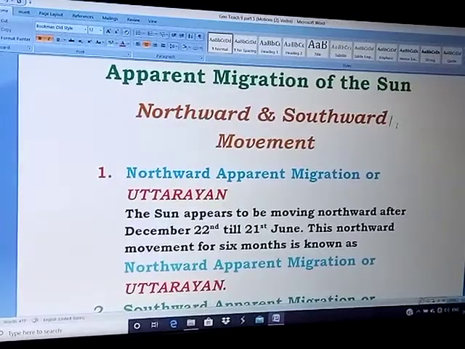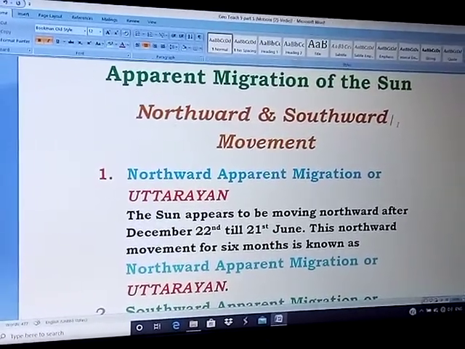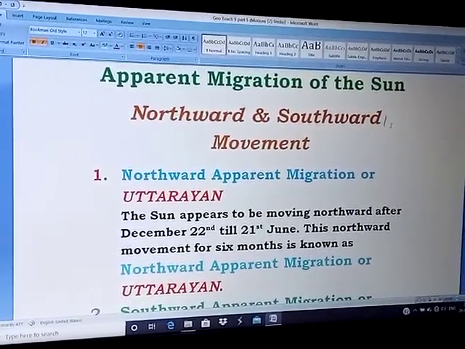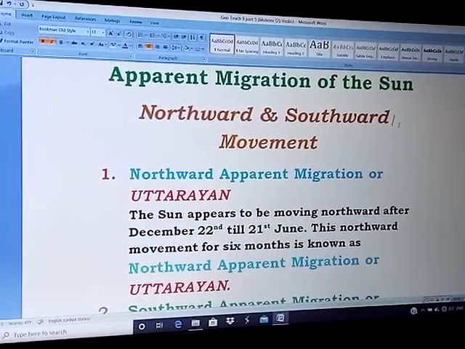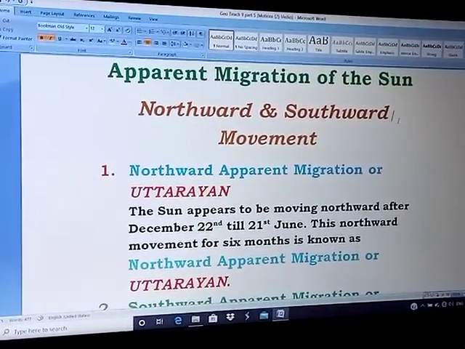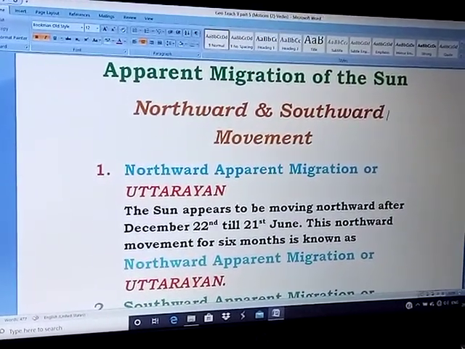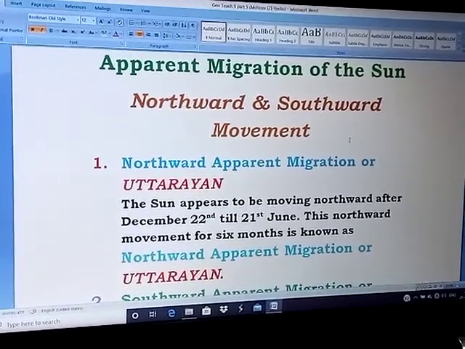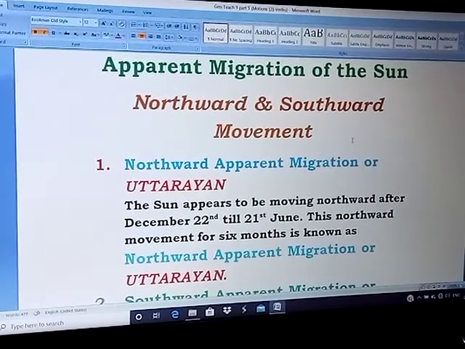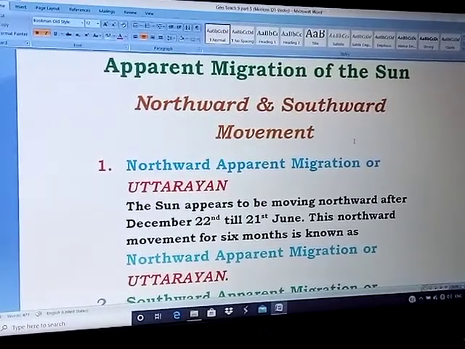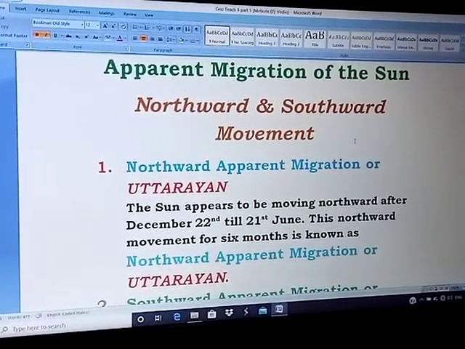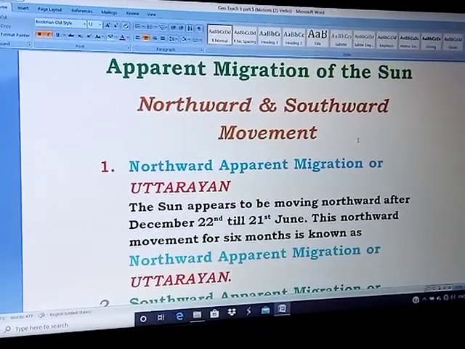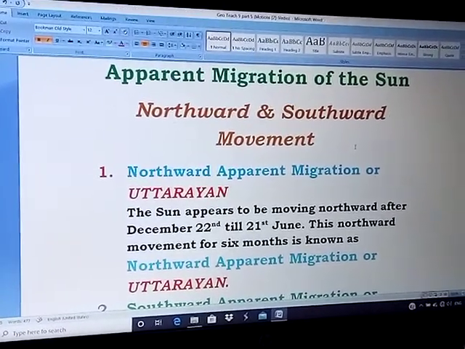And its border is obviously between the two tropics. Like from the northern hemisphere, it travels from the tropic of Cancer to the tropic of Capricorn in the south, and from the south, from the tropic of Capricorn to the tropic of Cancer.